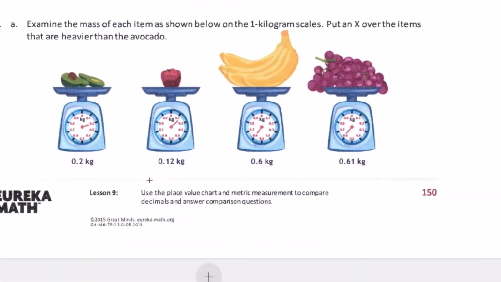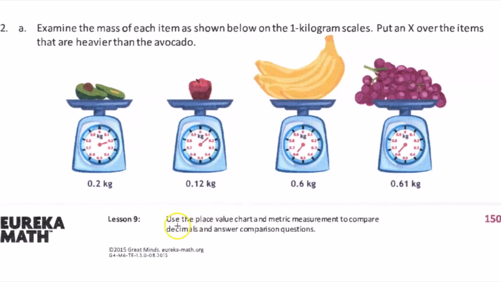Okay. All right. Number 2 says examine the mass. Remember, mass is a measure of weight, or the amount of substance. We're talking about weight here, really, if you want to put it in simple terms. Examine the mass of each item as shown below on the 1 kilogram scale. If you look at your scale, it starts at 0 and goes all the way around and stops at 1 kilogram. So in between are the tenths of a kilogram.